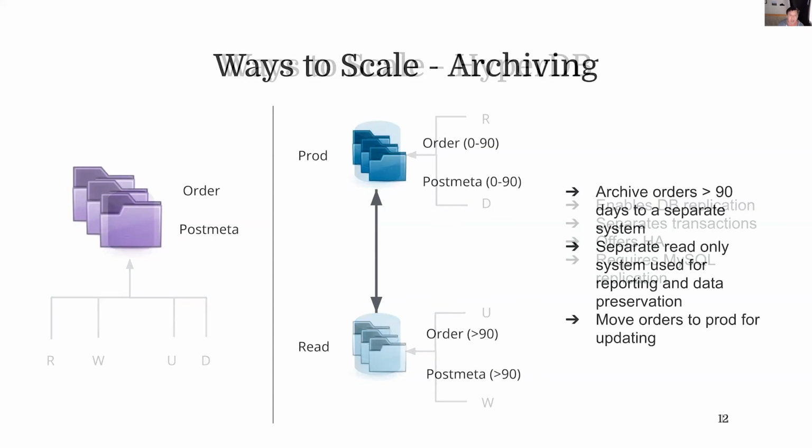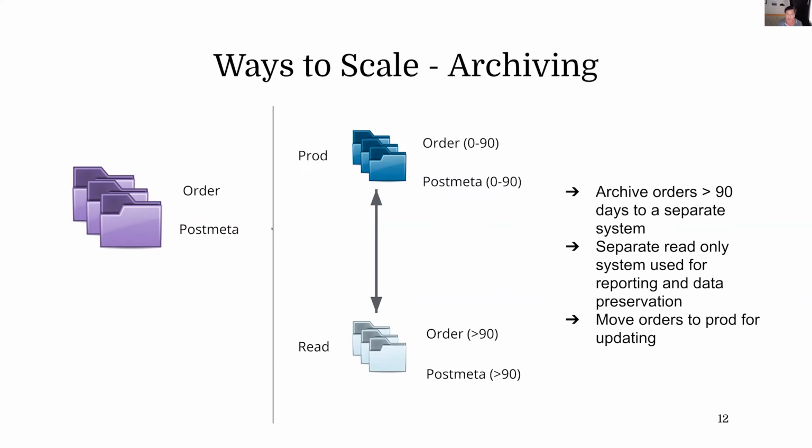Next approach is called archiving. Probably a less common way of scaling. But as you know, order and post meta tables can get big. A lot of businesses want to delete data, but what this customer has done is they have 2 different systems, and they're archiving order data and post metadata that's greater than 90 days old. They have a script and a job that runs on anything that's 90 days old. They move it into a different system, and this system is a read-only system.